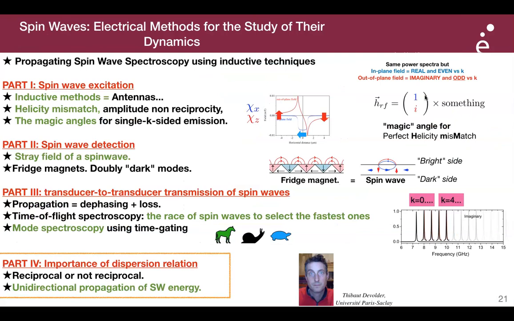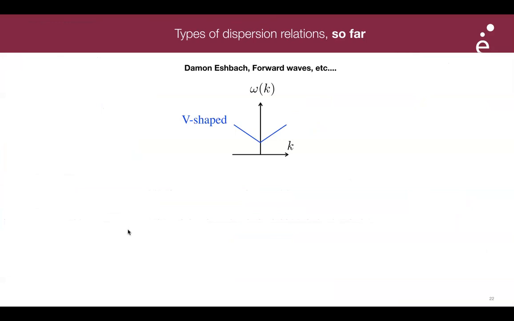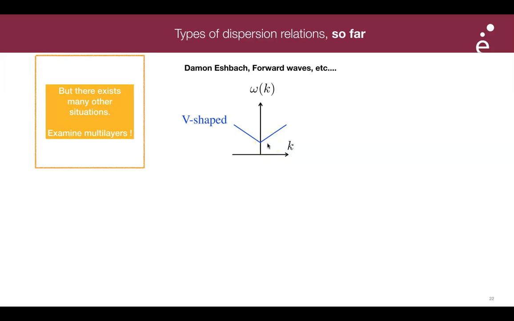And this ends the part of my talk that is related to the propagation of spin waves. And in the last part, I want to emphasize that the dispersion relation, the exact shape of it, is important. And implicitly, so far, I've considered spin waves that have an even dispersion relation. Let's say V-shaped, like Damon-Eshbach waves or forward waves. But this is not the only situation that arises, and in fact, in many cases, the dispersion relation is not like that. And for that, I want to give you an example, and I will examine a multilayer.